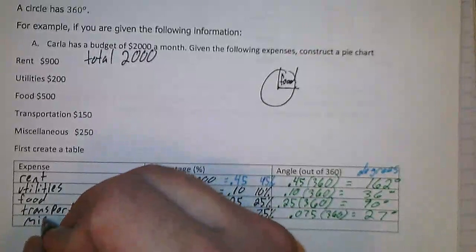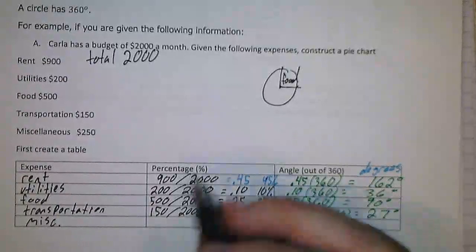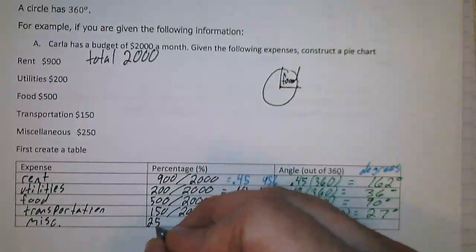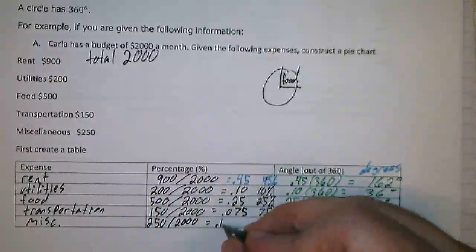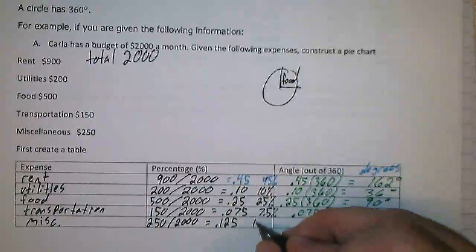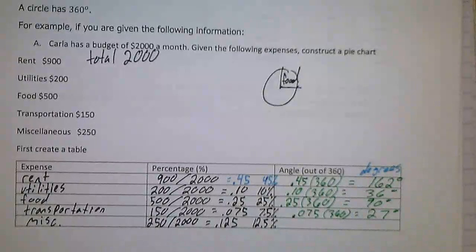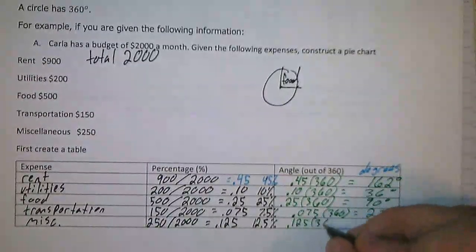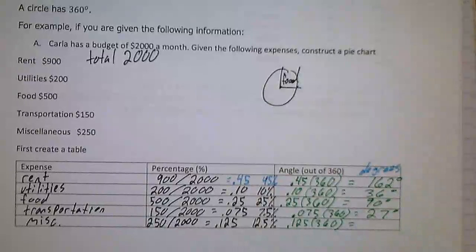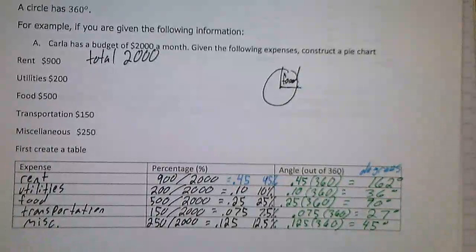Finally, our miscellaneous, everything that's not one of these other four. The remainder of our budget, $250 out of 2,000, gives us 0.125, or 12.5%. What is that as an angle? 0.125 times 360. And that gives us 45 degrees.